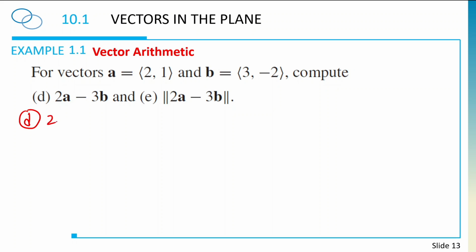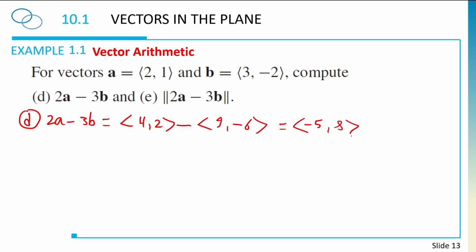So D is 2A minus 3B. Let's do it fast. So 2A, look at A times 2. So this is (4, 2) minus 3 times B, which is (9, -6). Subtract them. 4 minus 9 is negative 5. 2 minus negative 6, careful if you have a double negative, so it's positive again. So 2 plus 6 is 8. So this is what we have in part D.